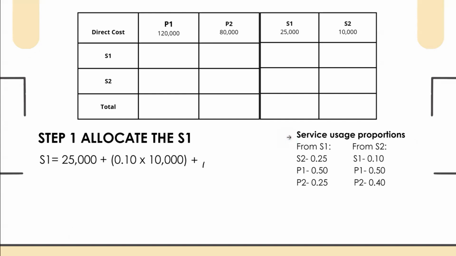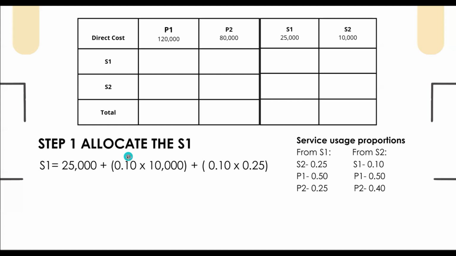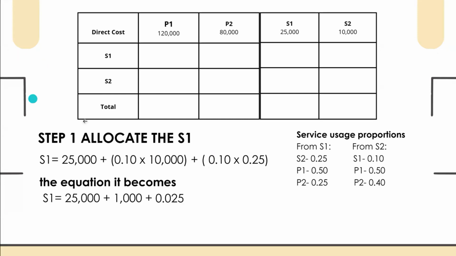And now let's allocate S1 first. S1 is 25,000 direct cost of S1 plus 0.10 of proportion of services of S1 times 10,000 of S2 direct costs plus 0.10 of proportion of services of S1 times 0.25 proportion of services of S2. The equation becomes 25,000 plus 1,000 plus 0.25.